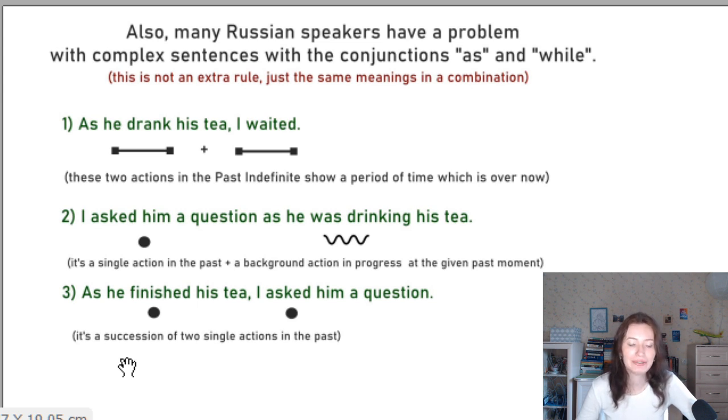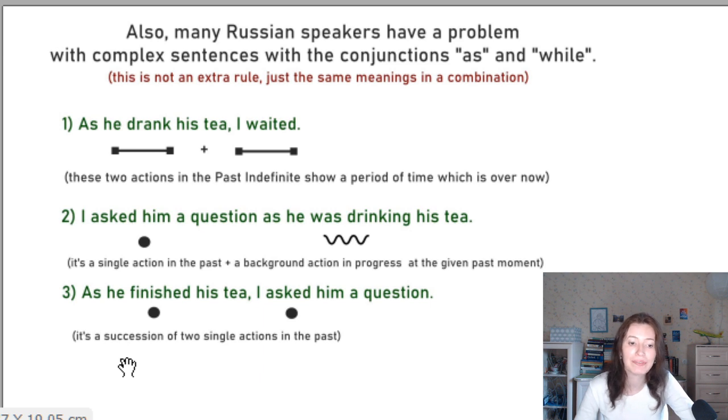So we can have three sentences where I'm going to translate them so you see the difference, and the conjunction as realizes different kind of time reference here. As he drank his tea, I waited. Пока он пил чай, я ждала. And in this case, this is a story in the past. It's not interesting anymore, so it's a period in the past which is over now, and the speaker does not find it important anymore, right?